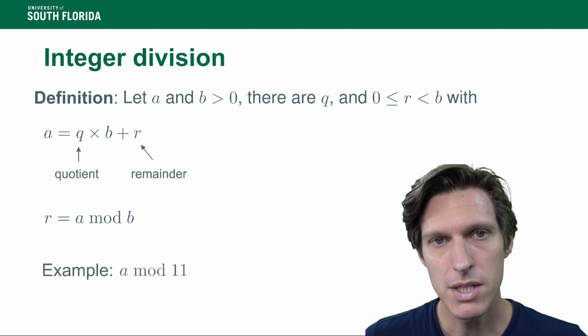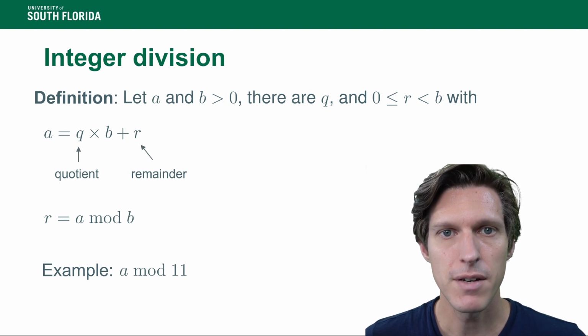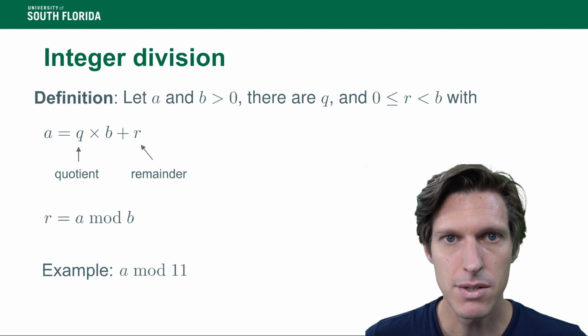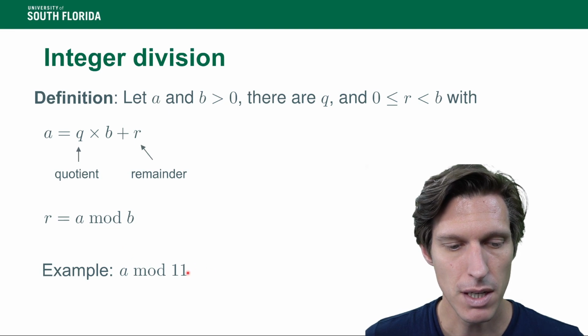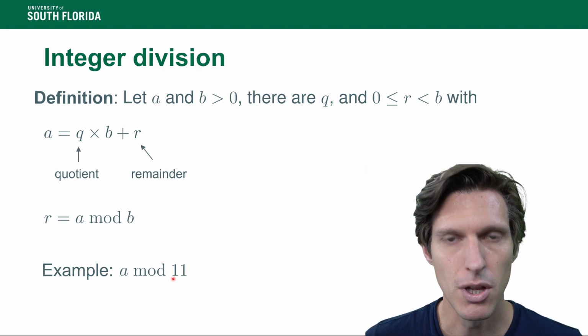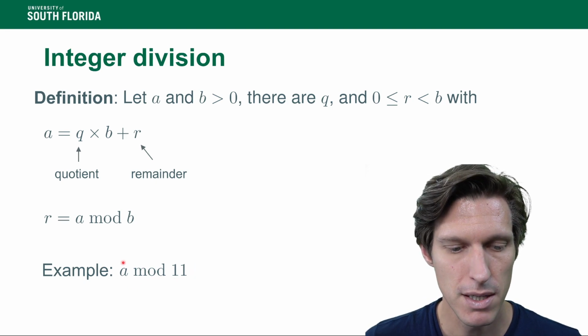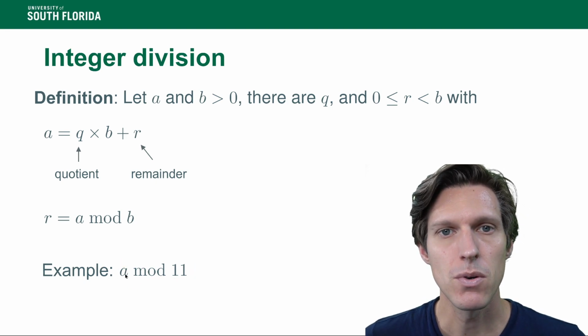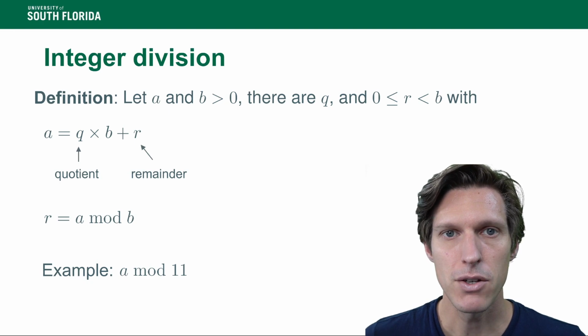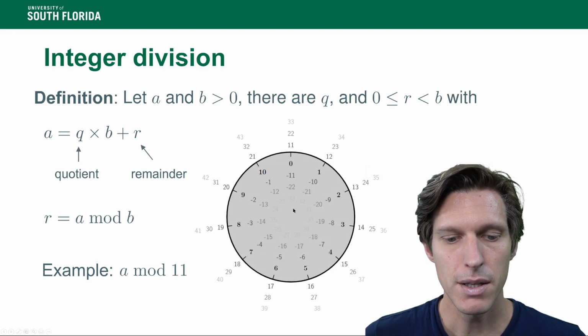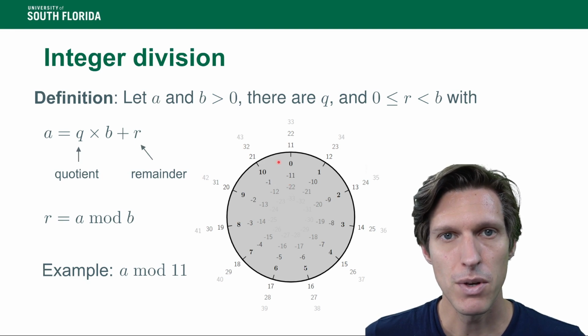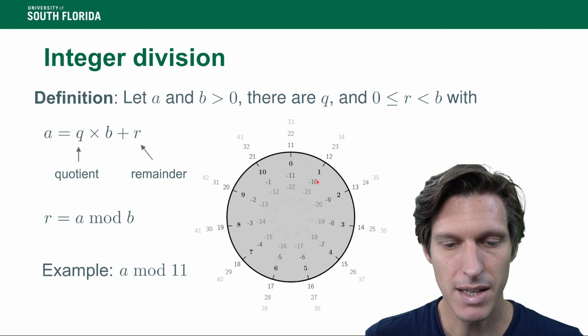So let me give you an example. What does it mean to have A mod 11? Here I'm fixing what's called the modulus, the B, so the number by which you're going to divide the input A. What is it going to look like when I try A mod 11 for different values of A? Well, you can visualize it with a wheel that has length 11.